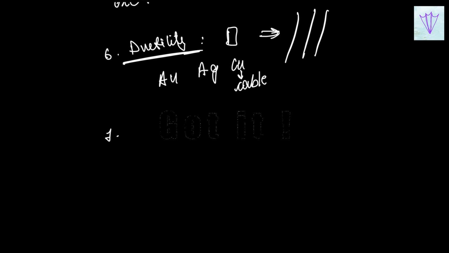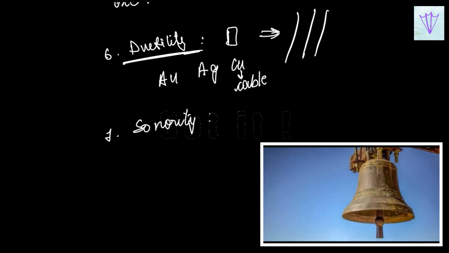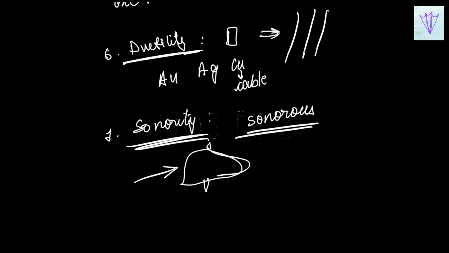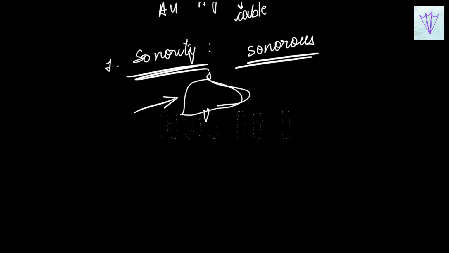Next, the seventh property is sonority. That is, metals produce a ringing sound when struck with a hard material. This property of metals is called sonority, and therefore metals are said to be sonorous. In your school you might have seen a bell. When you strike the bell with a hard material, it starts to ring. This property is called sonority.